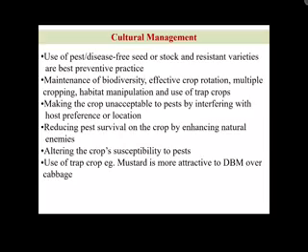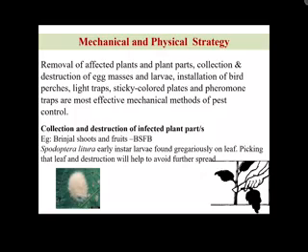This is mechanical means: some insects will lay eggs in a group. If you just open this one, hundreds of eggs will be there. So if we just pick a particular leaf and destroy it, at a time we can control more than 200 insect larvae. Otherwise, 200 plants will get affected.